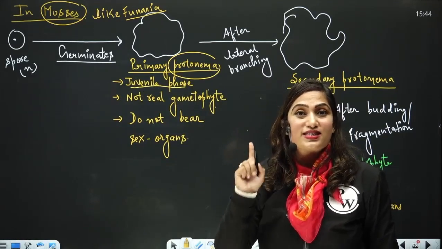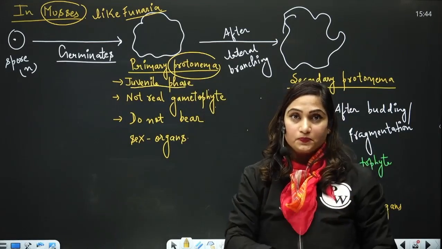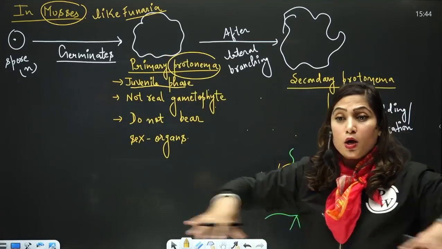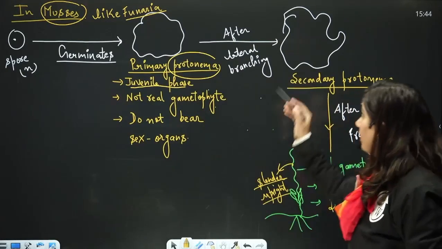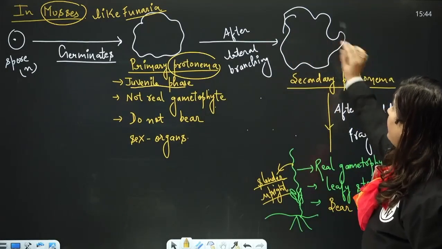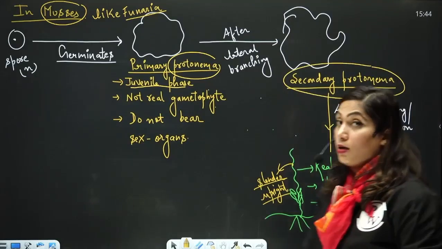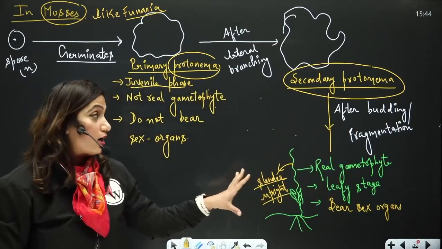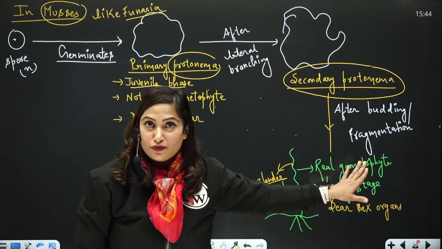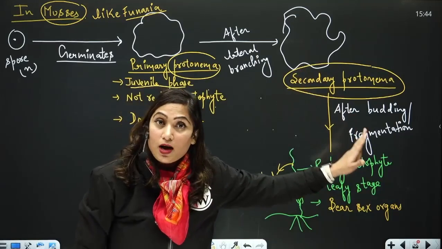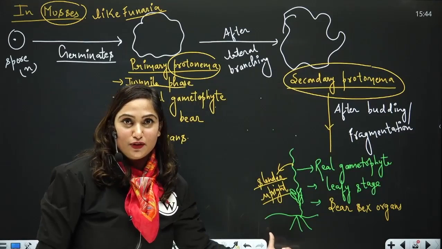The juvenile phase is not the real gametophyte. It does not bear sex organs, and it is thalloid, that means parallel to the ground. Then this primary protonema undergoes lateral branching and gets spread over the soil surface, and then it is called the secondary protonema. In this secondary protonema, budding and fragmentation occur. You know, these are asexual means of reproduction. The secondary protonema undergoes asexual reproduction to finally form the real gametophyte of the mosses.